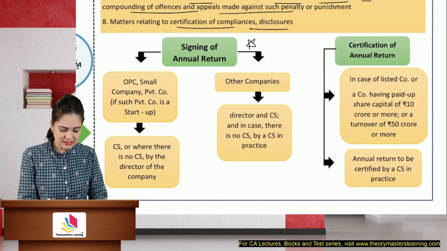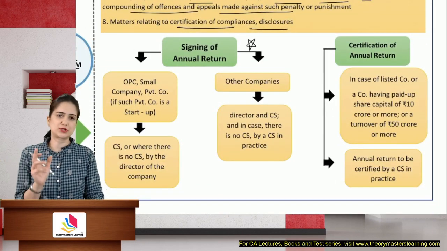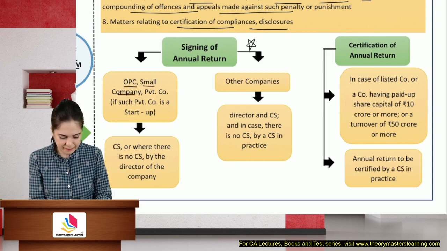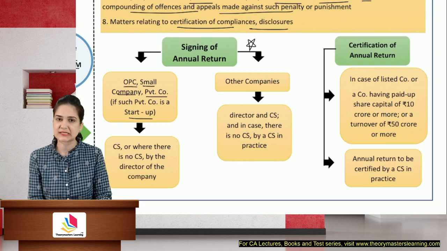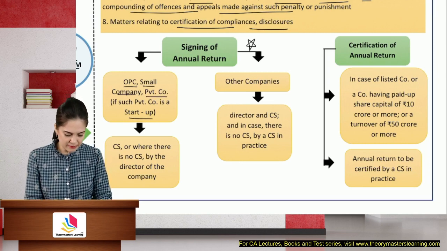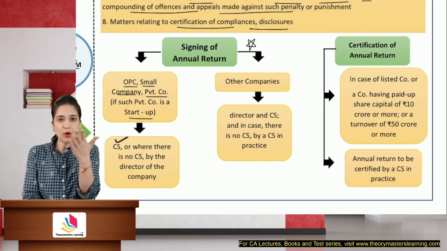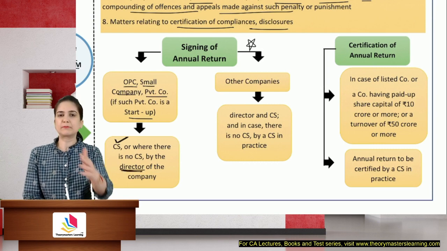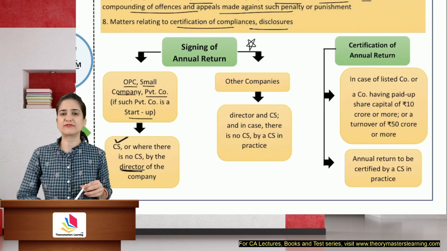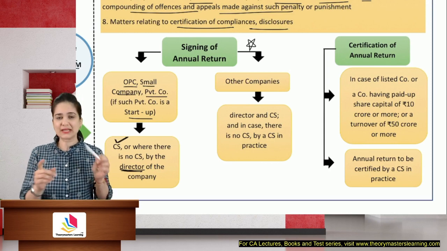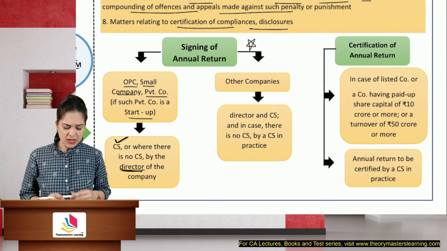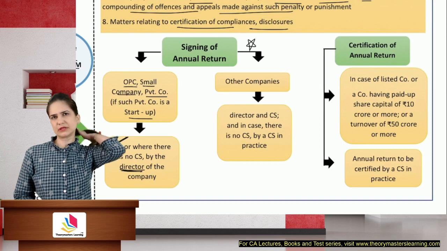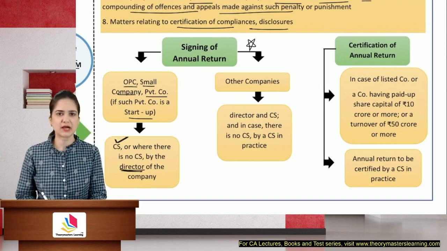Signing, yes, can be asked as a separate question. So you need to know the provisions of signing of the annual return. In case of one person company, small company, private company, if it is a startup, then it can be signed by the company secretary, or where there is no company secretary appointed, it will be signed by the director of the company. Company secretary is generally to be compulsorily appointed when the paid up capital is 10 crores or more. That time you need to appoint a whole-time company secretary. But here, if you're not eligible to appoint a company secretary, you can do so voluntarily. But if it is not, then a director can sign the annual return.